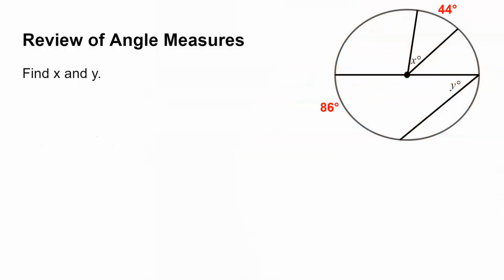Can we find the measures of angle X and angle Y? We notice that X is a central angle because its vertex is here at the center of the circle. So the measure of angle X is just equal to the measure of its arc, 44 degrees.